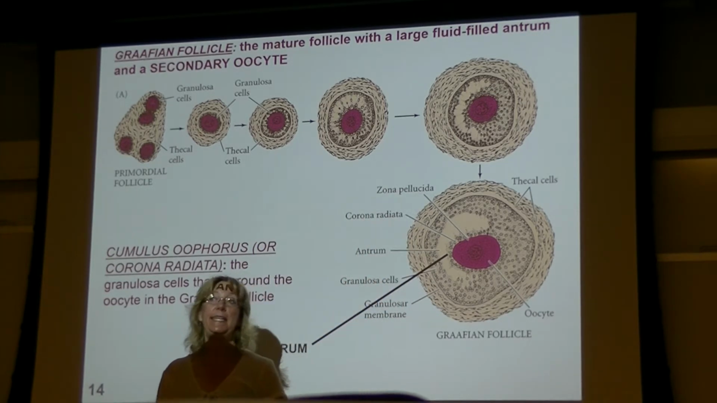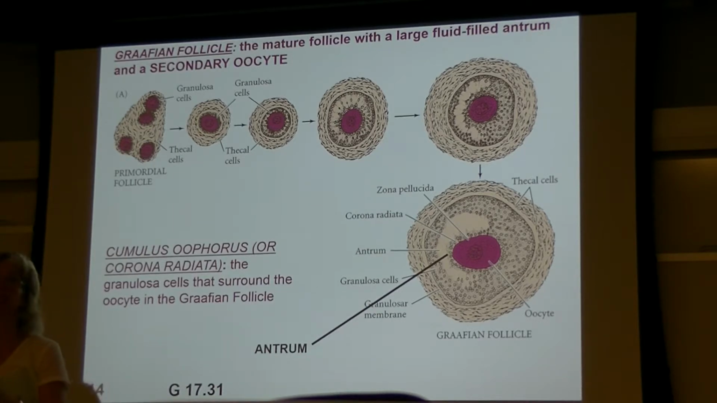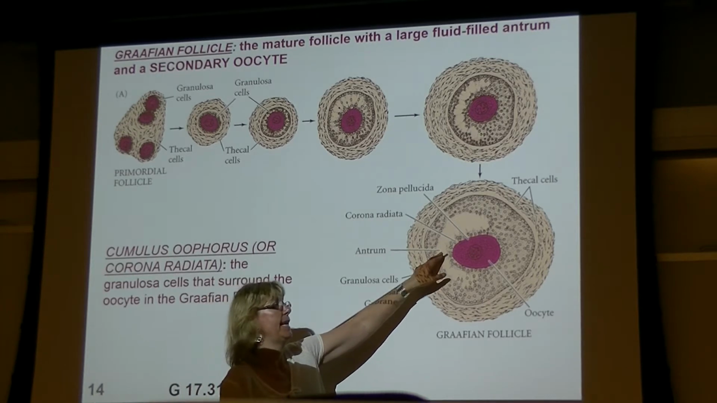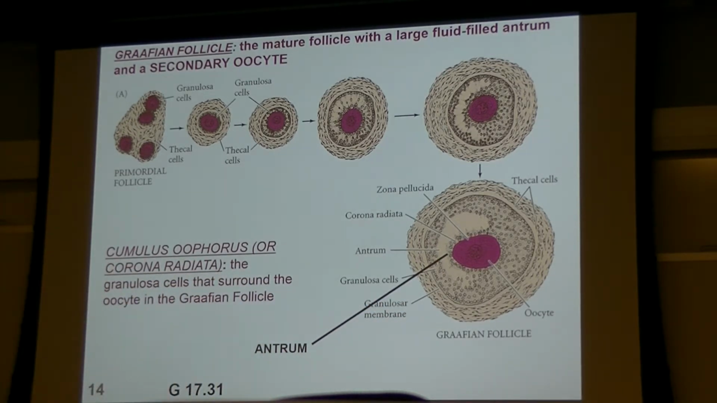Another thing that's happening here is that the meiosis is continuing for that oocyte cell. So we're moving from a primary oocyte into being a secondary oocyte once we go through that round of meiosis. And the granulosa cells are proliferating and the antrum is getting larger. So the final stage for this follicle in its most mature form is going to be called the Graafian follicle.